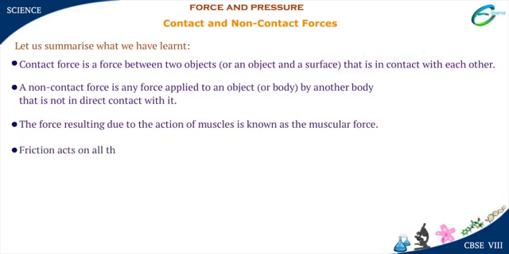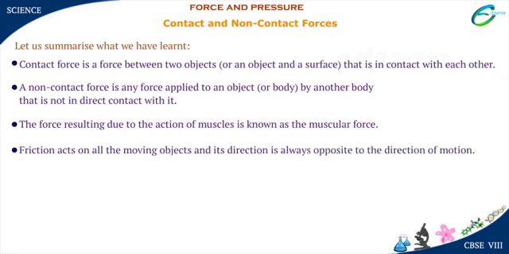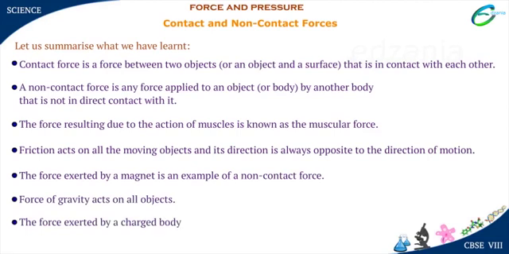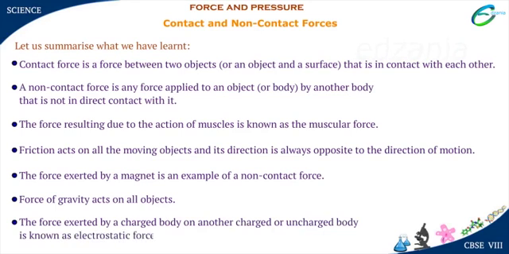Friction acts on all the moving objects, and its direction is always opposite to the direction of motion. The force exerted by a magnet is an example of a non-contact force. The force of gravity acts on all objects. The force exerted by a charged body on another charged or uncharged body is known as electrostatic force.